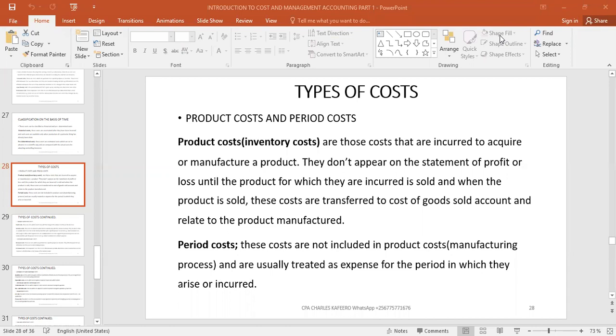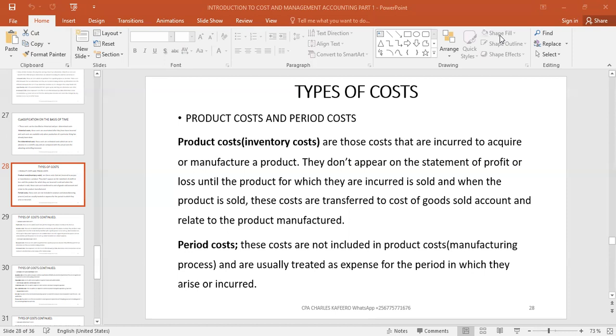That's where I want to emphasize more, because it's the basis of whatever we are going to be discussing regarding costs. Because you find when you're doing job costing, process costing, all we are trying to look at is how to determine the cost.